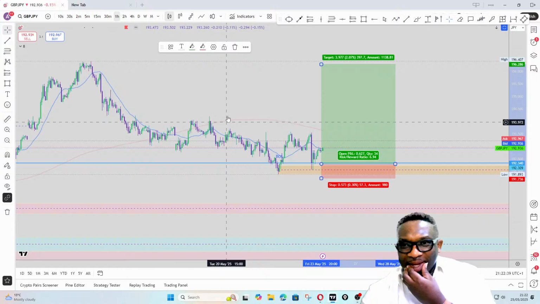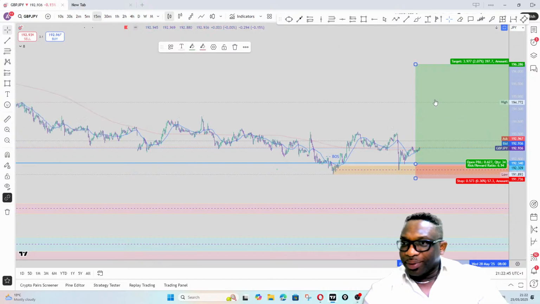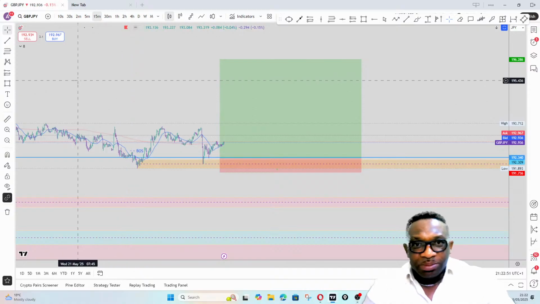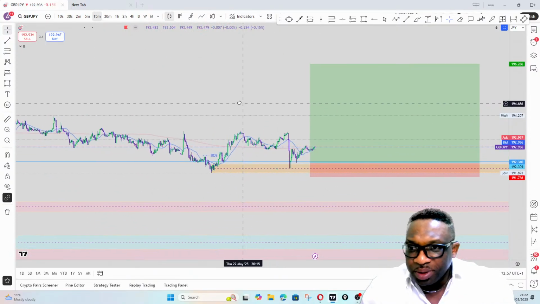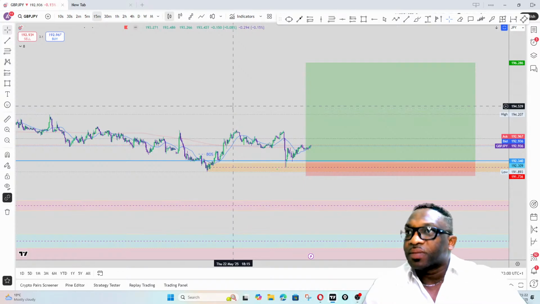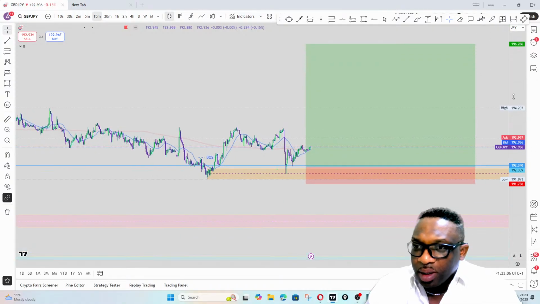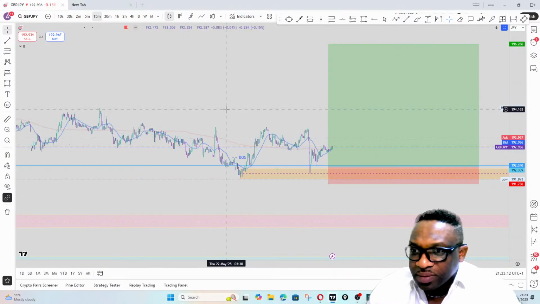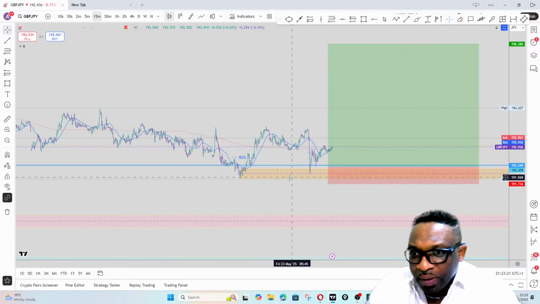So this is what we are looking forward to happening on GBP/JPY as the market reopens. So let's be on the watch out for this. This is the potential entry. The stop loss goes just below the previous low.